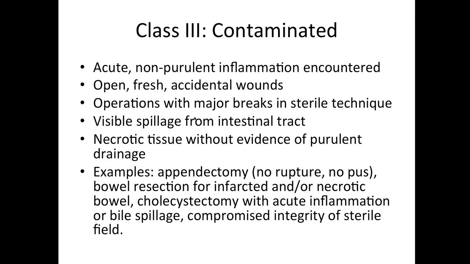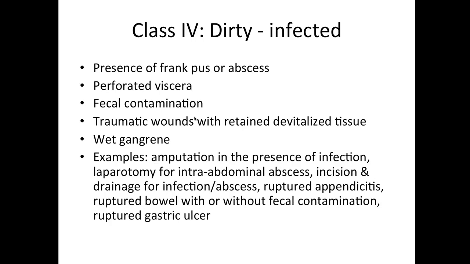Operations with major breaks in sterile technique would be Class 3. Visible spillage from the intestinal tract would take place, or we would see necrotic tissue, meaning tissue death, without evidence of purulent drainage. Examples of this would be an appendectomy where there was no rupture and no pus, bowel resection for infarcted and/or necrotic bowels, cholecystectomy with an acute inflammation or bile spillage, and compromised integrity of the sterile field.